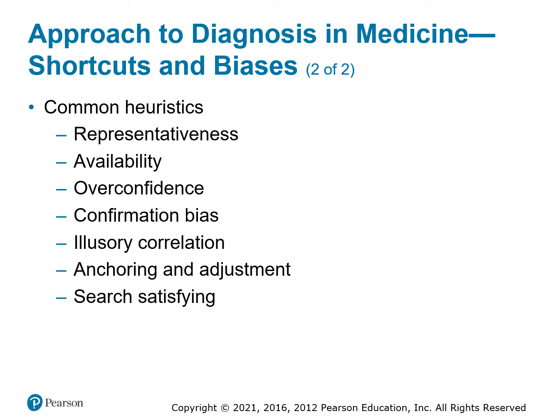Representativeness: what does it look like? What could it be? If a patient had a hysterectomy 2 years ago, it's probably not ectopic pregnancy. So we can rule things out. Don't be overconfident. Don't say, yeah, I've seen this 50 times.